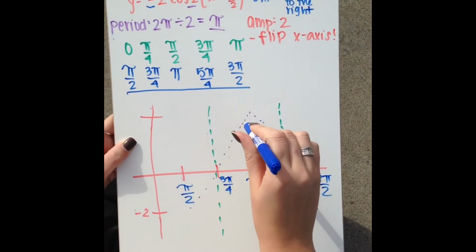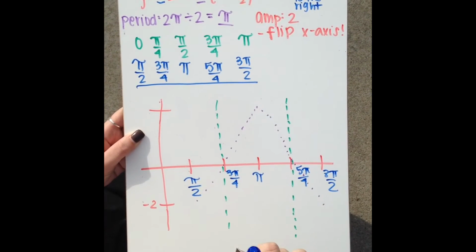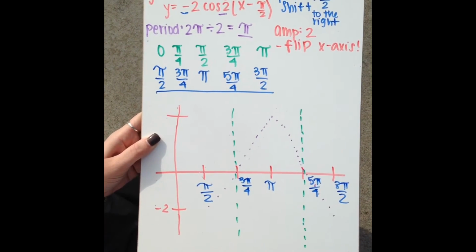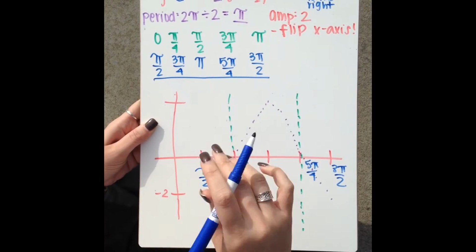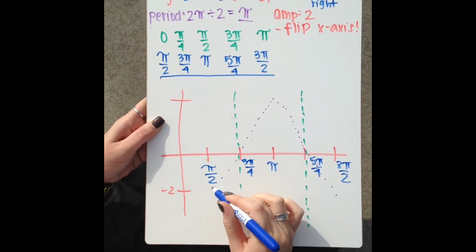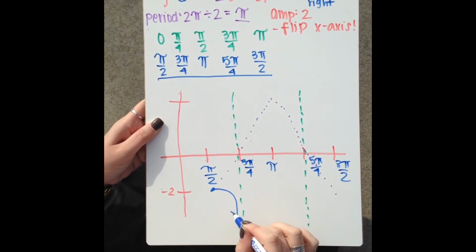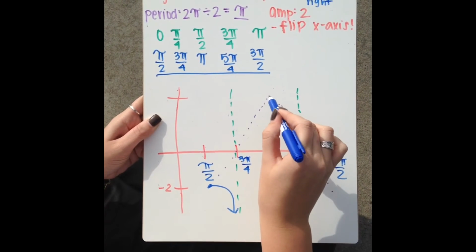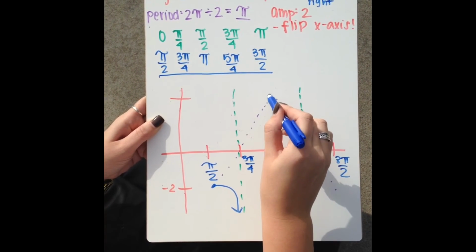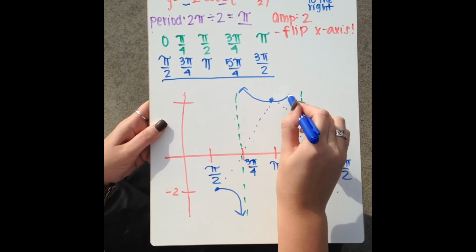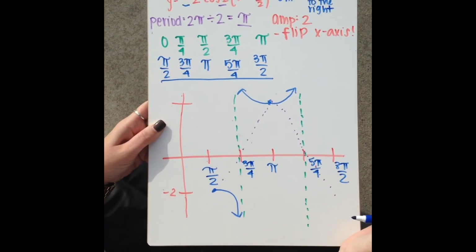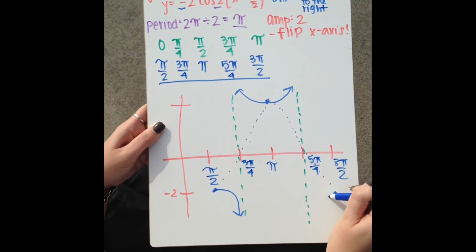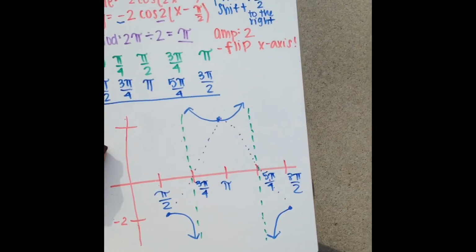And so this is your starting graph, and the final one will end up looking, after you do your flip, like that, and then you're finished.